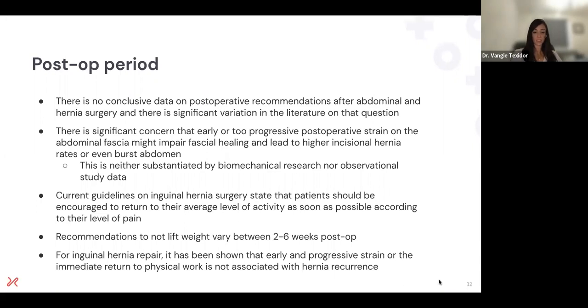And then for inguinal hernias, the same, nothing has changed. It's been shown that early and progressive strain or the immediate return to physical work is not associated with hernia recurrence. So for people who can do light duties, for example, work from home or on a computer, and they're not lifting weight, if they want to work 2 days after surgery, from my part, that's fine. And usually they want to at least take a week because hernia repairs, especially with a mesh, tend to be on the painful side. So they take a little bit longer to recover here. But normally over 2 weeks without working, if it's light duties, there's absolutely no need. It would be very strange.